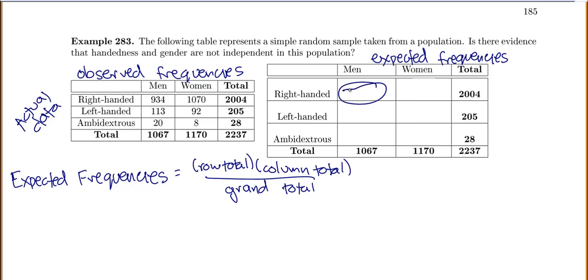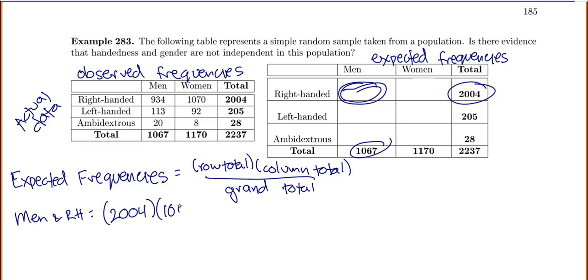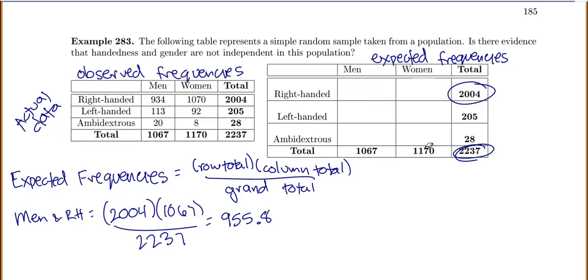So let's start with this first one for men and right-handed. So for men and right-handed, the expected frequency is going to be the row total. So the row total for that row is 2004 times the column total of 1067 over the grand total, overall total is down here in the corner, of 2237. And this gives me 955.8. So we'll go ahead and write that in that cell.